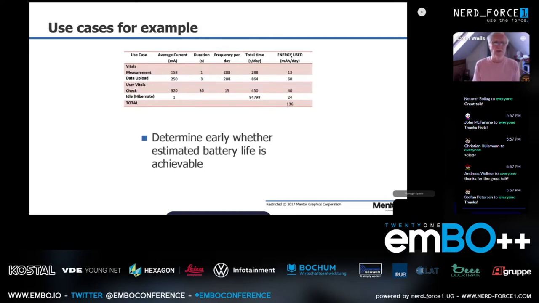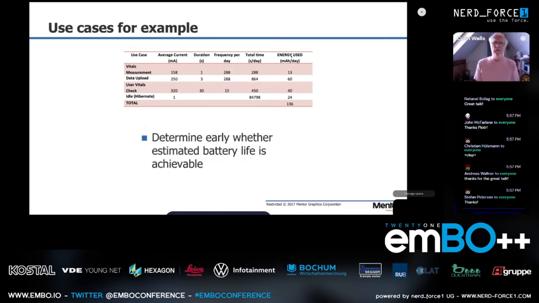Down the left-hand side, we have our four use cases. We have an estimated current consumption for the combination of hardware that we expect. And then we have the duration of these things occurring. So, for example, a data upload takes 3 seconds. So that's the second one down.